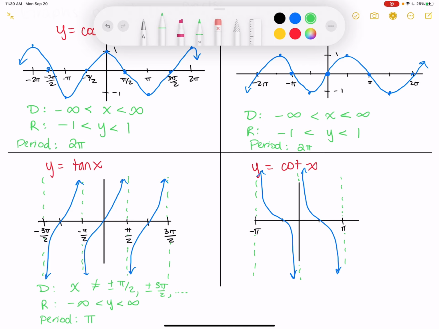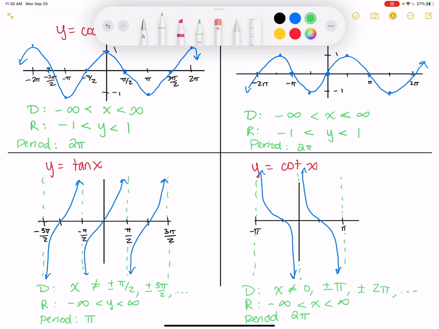So the domain for this one is x not equal to 0, plus or minus pi, plus or minus 2 pi, etc. The range is, again, negative infinity to infinity. And the period for this one is 2 pi.